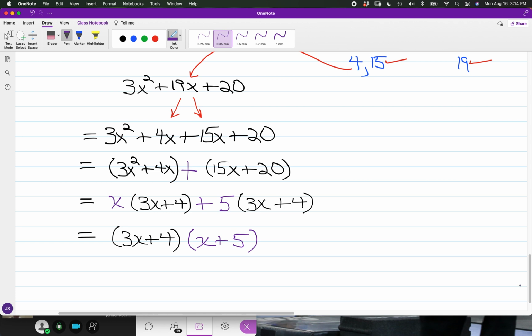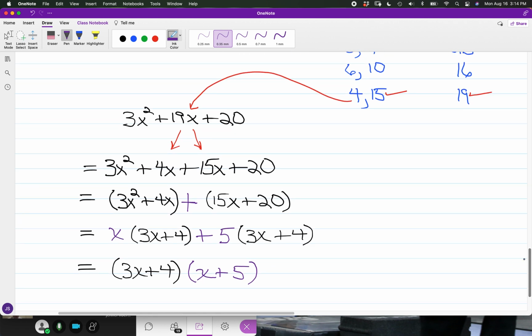I'm just going to mention, I know it seems a little bit rushed, but if I had 15x at the front and 4x to follow, and I did the factoring by grouping, the x plus 5 would have been where 3x plus 4 is, and the 3x and the plus 4 would have been on the outside, but you would still get the exact same result.